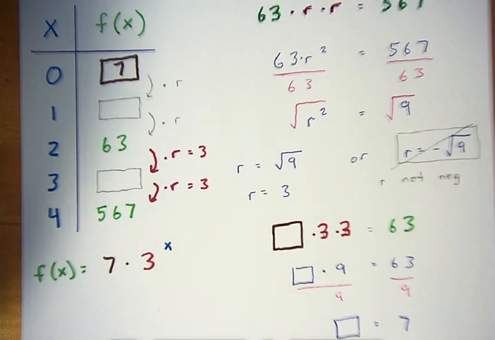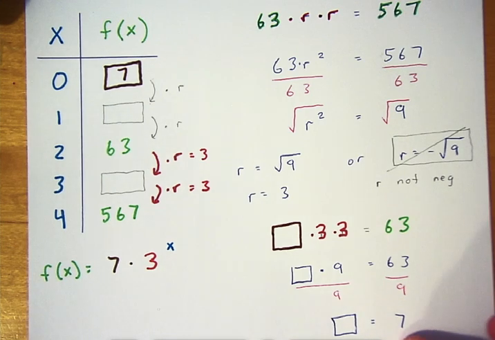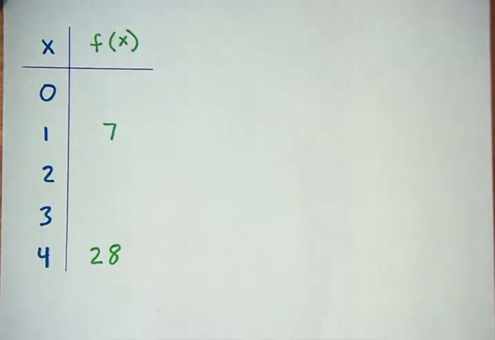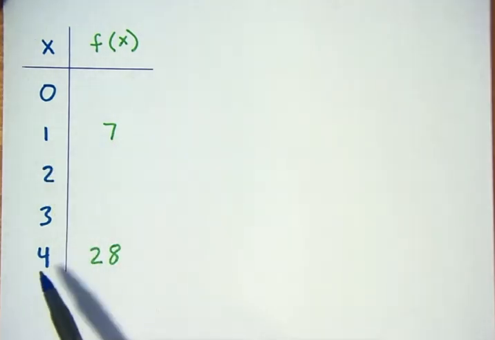All right. Pause this. Write down any notes you want. Hit play when you're ready. Let's do one more example here. Let's create an exponential equation that goes through 1, 7 and 4, 28.